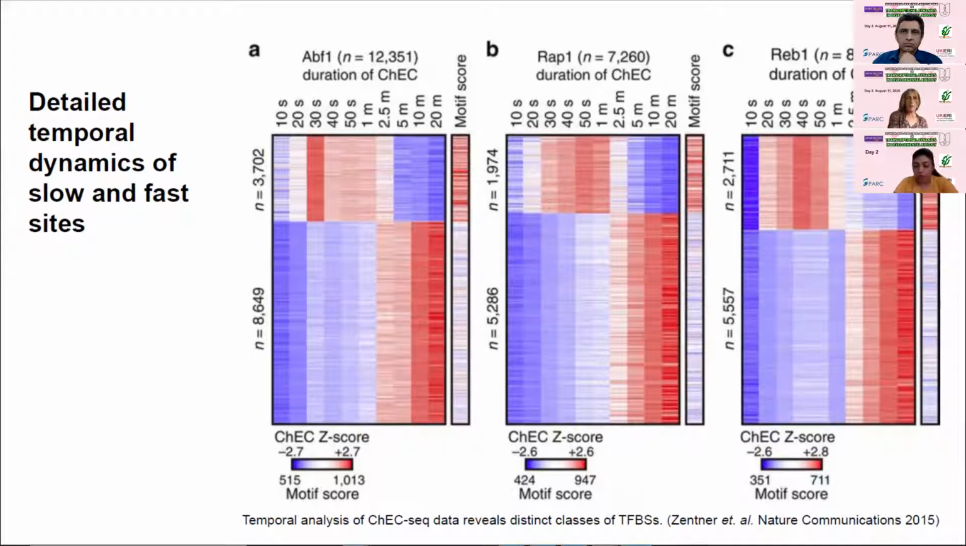As you can see, the red and blue are basically the motif scores and the Z scores. With the time progression from 10 to 30 seconds, the fast sites appeared, and after 5 minutes, the slow sites started to appear. As I have mentioned, these fast sites had an enriched motif for the specific transcription factor, whereas the slow sites did not have any motif enriched for the same transcription factor.